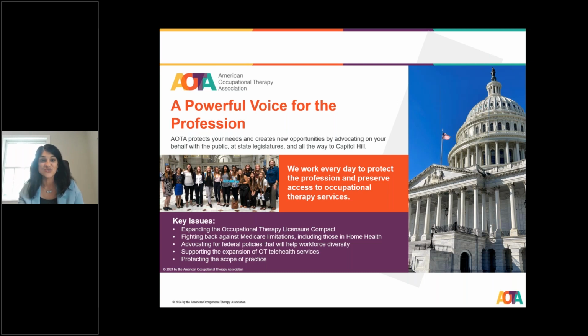There are a number of key issues, and I'll only highlight a few of them here. Some of the things we're currently working on are expanding the occupational therapy licensure compact, fighting against a variety of Medicare limitations, primarily most recently in reimbursement, but also including those in home health. We work across the lifespan in almost every healthcare setting you can imagine. We also work in the field of education, K through 12, and we're supporting expansion of OT telehealth services and protecting the scope of practice. Next slide.